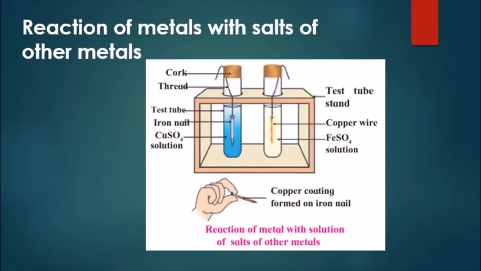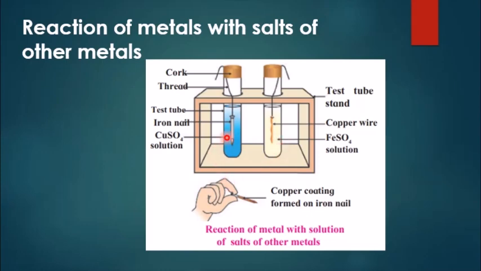Now next is the reaction of metals with salts of other metals. What will happen when the metals are treated with salts of the other metals? So for this we are doing an experiment. We are taking two test tubes. In this test tube we have taken a thread, and here we have taken a nail. Here also we have taken a thread and nail. Now in this test tube we have taken the solution of copper sulfate, and in this test tube we have taken the solution of ferrous sulfate.